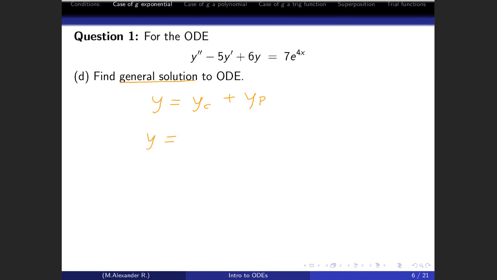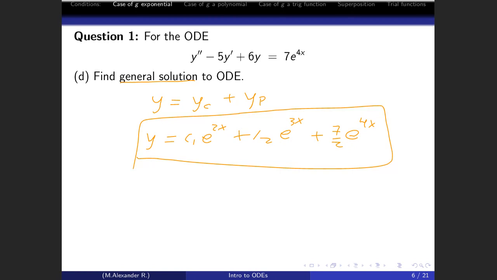individually. The complementary solution was c1e to the 2x plus c2e to the 3x. That was the complementary solution, and then we just found the particular solution, which was 7 over 2e to the 4x. And now this is going to be our general solution to the original differential equation. All right, so number 2.